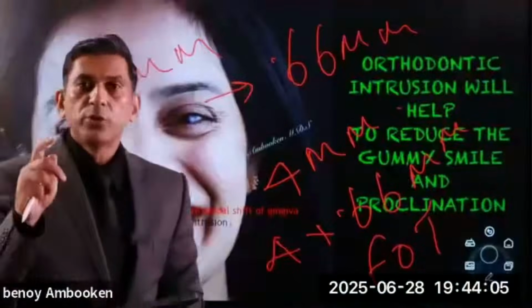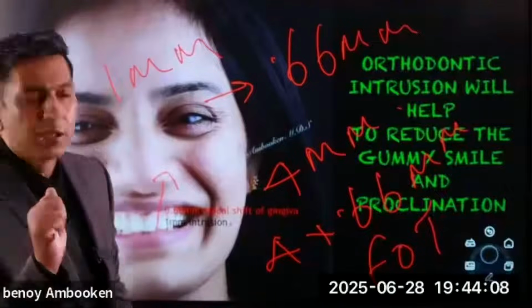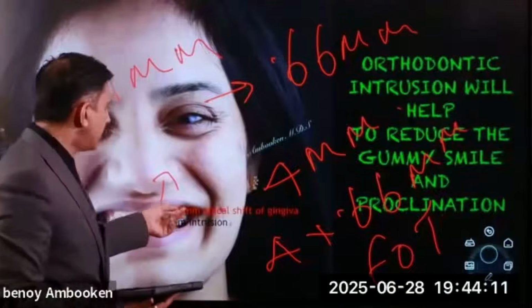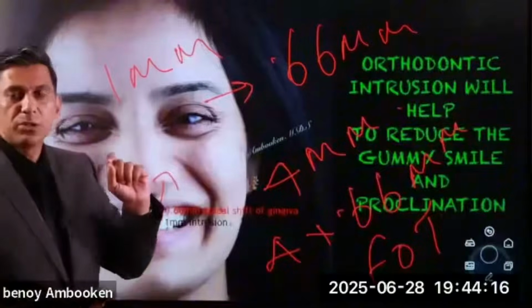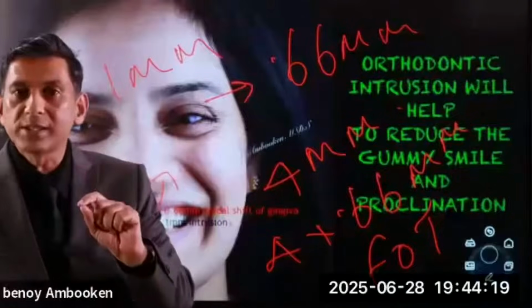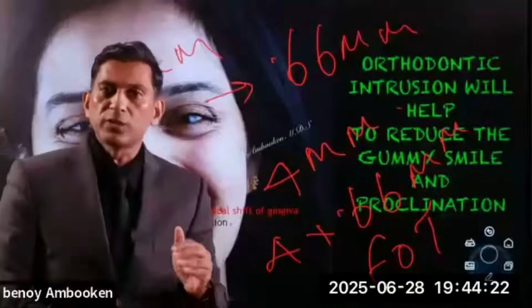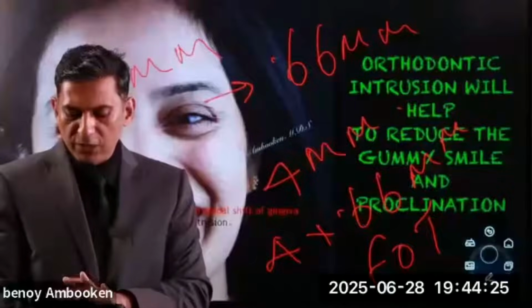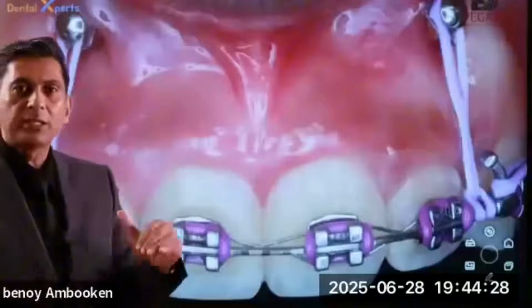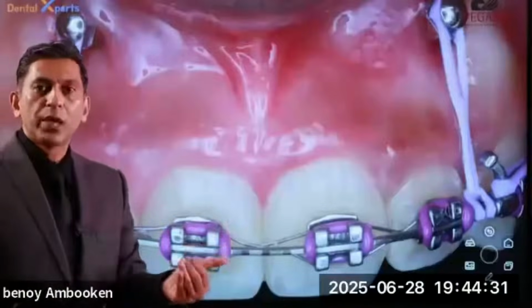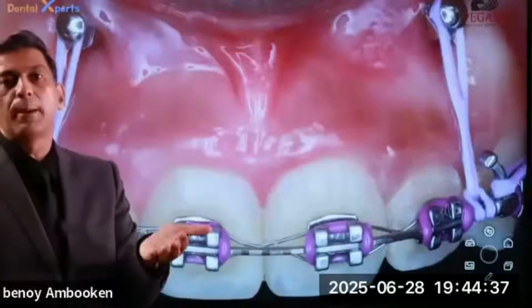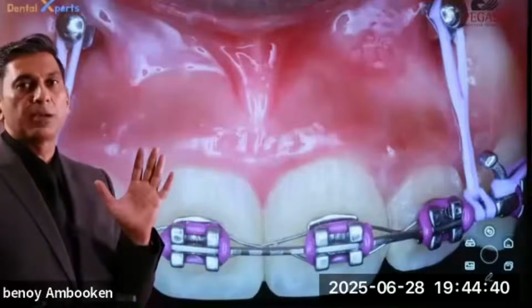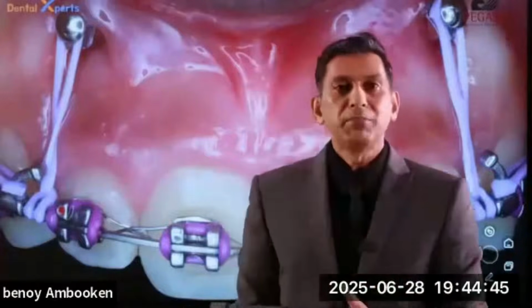As I mentioned, you can do an intrusion of 1 millimeter, and your gum will go apical by 0.66 millimeter. So maximum intrusion is 4 millimeter. So 4 into 0.66 is the maximum gummy smile you can reduce with regular fixed orthodontics. But if you can incorporate an orthodontic mini implant, you can get a better gummy smile correction. You can intrude more than 4 millimeter, and as the teeth intrude, your gums are going to shift apically, thereby reducing your gummy smile. So next time, remember, gummy smile, the best treatment option is anterior mini implant.